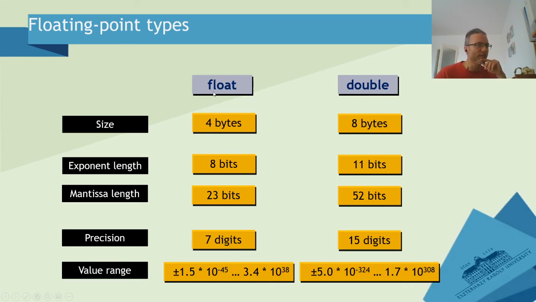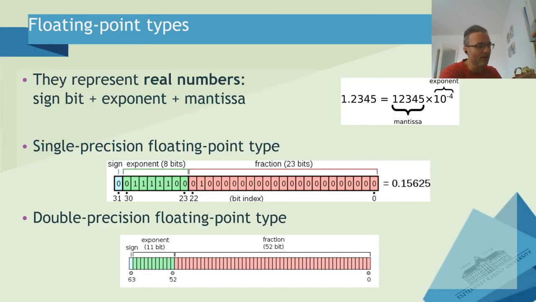So these are the two floating point types in C#. First of all, the float type allocates 4 bytes in memory. The double type uses double space, so it allocates 8 bytes. So basically, this is how they are stored in memory.